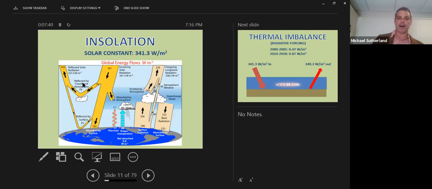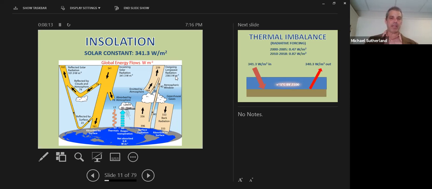So this graph, we could easily spend half an hour on, and I'm not going to. The solar constant is essentially what we've measured in satellites to be the steady input from the sun in terms of all available heat energy, generally ultraviolet radiation. And so at the very top of the atmosphere, before it's blocked by any gases, generally speaking, we're receiving 341.3 watts per square meter of solar energy.